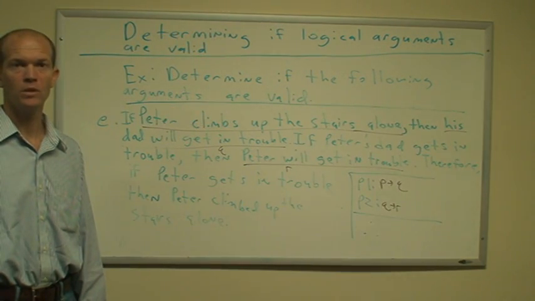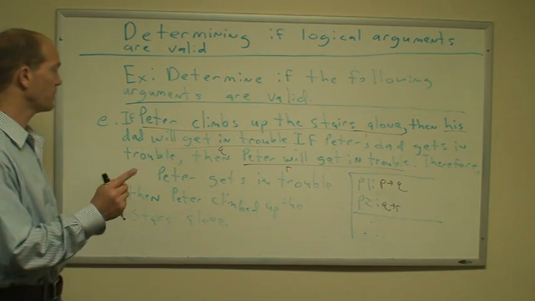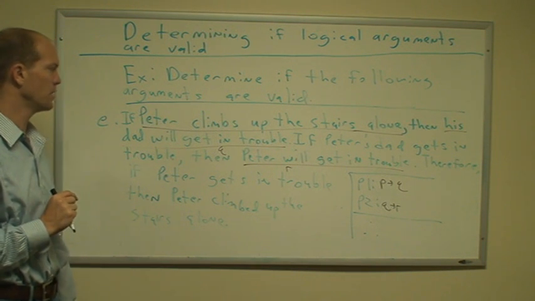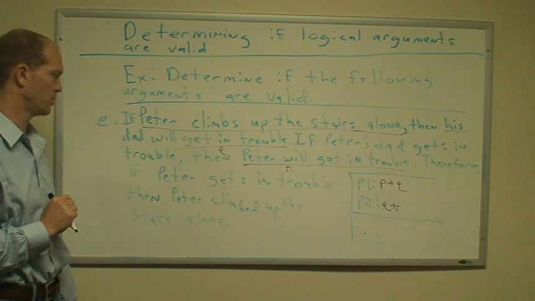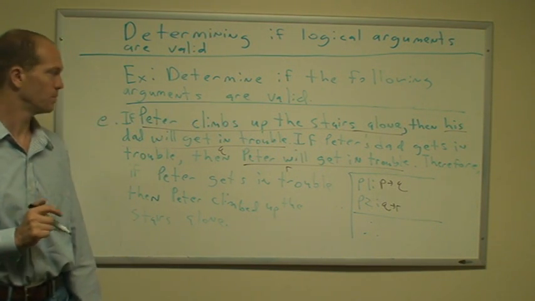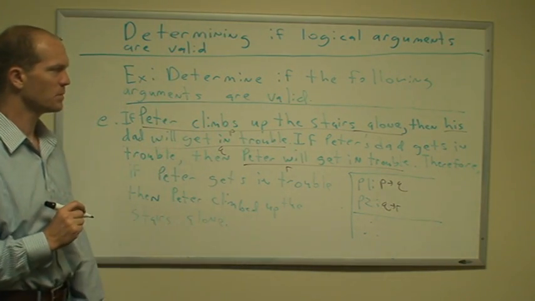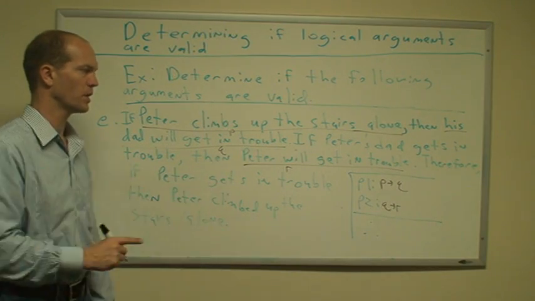This last example shares many similarities with the previous example. Here, the argument reads, if Peter climbs up the stairs alone, then his dad will get in trouble. If Peter's dad gets in trouble, then Peter will get in trouble. Therefore, if Peter gets in trouble, then Peter climbed up the stairs alone. As with the last example, let's take P to be Peter climbs up the stairs alone, and Q to be his dad will get in trouble, and R to be Peter will get in trouble.